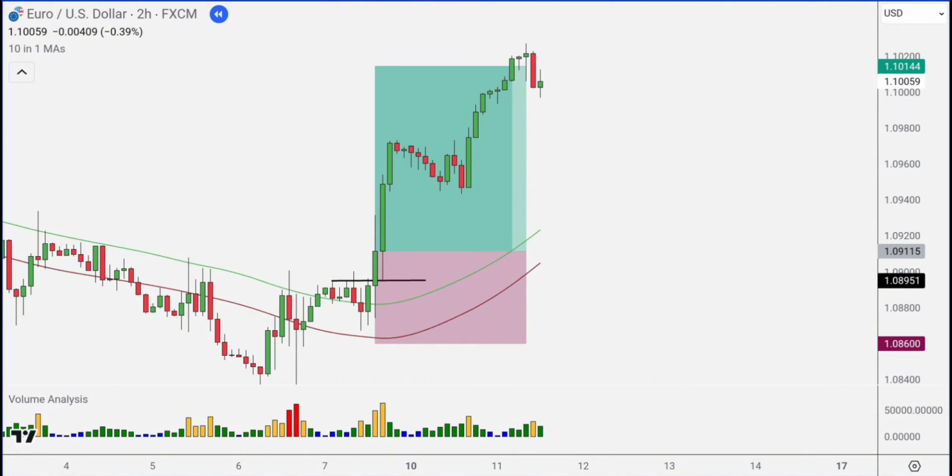Nevertheless, we opened the trade in line with the strategy we have learned so far, and once again, we managed to secure a very nice profit with a 1:2 ratio.